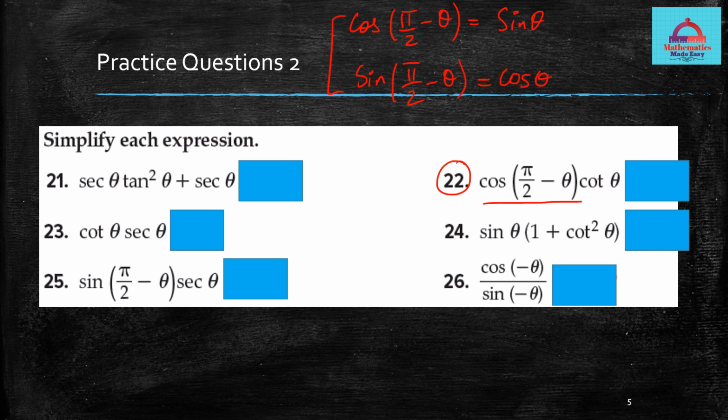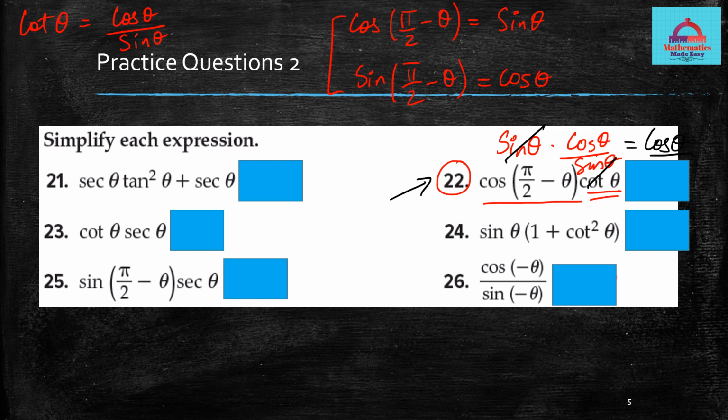If we use it here, this thing becomes sine theta, and you know cot theta is the quotient identity. I will write it on this side. So cot theta is cos theta divided by sine theta. So plug it in here. So cos theta over sine theta, and it's very easy to identify that sine and sine cancel. So the final answer simplified is cos theta for 22.